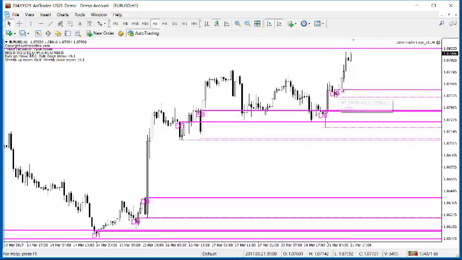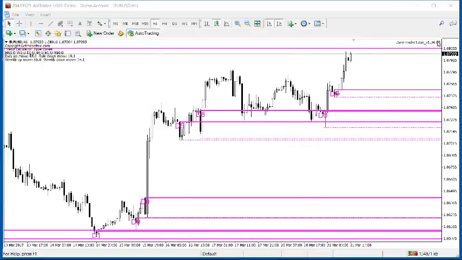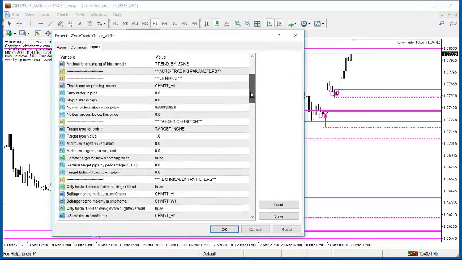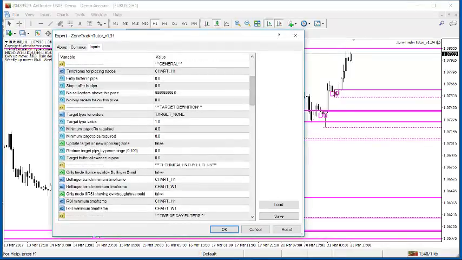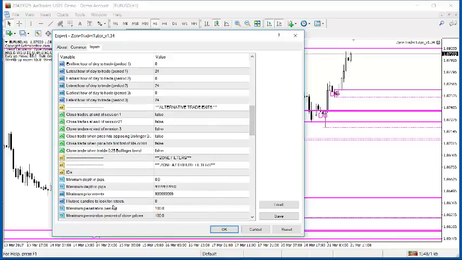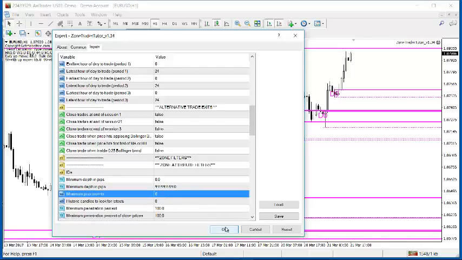Here there's 0 because price has left and not come back. This one's 8 because it's come back lots of times, 8 times altogether. So maybe we want to get rid of these and only keep the ones that have got 0 on it, which is these 4. So what I will do is I'll scroll down, look for the prior retests, and let's say 0. So any zones that haven't been retested yet.